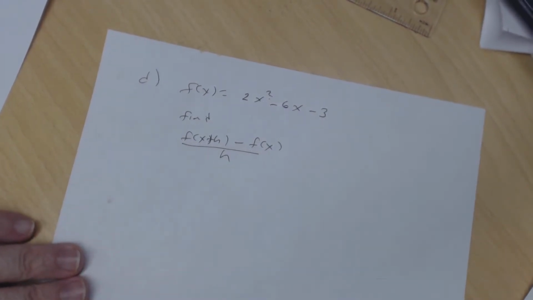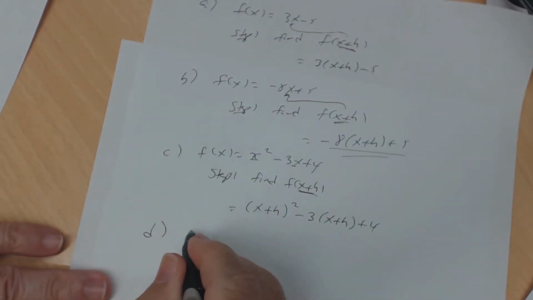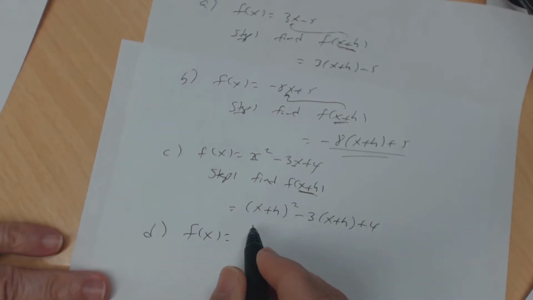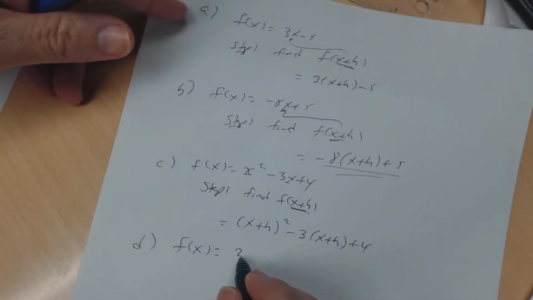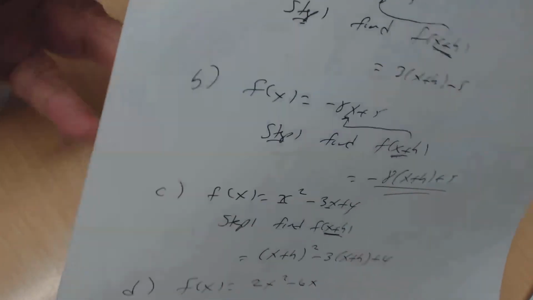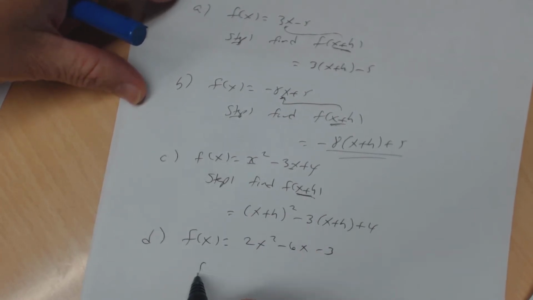All right, so let's do that, step 1. Let's do it on this page. So your step 1, remember, is this. Let me go ahead and rewrite the function. This was a function. It was 2x squared minus 6x minus 3. All right, so step 1 is to find this f of x plus h.